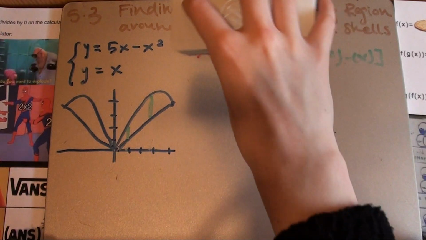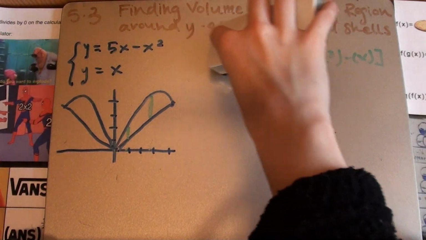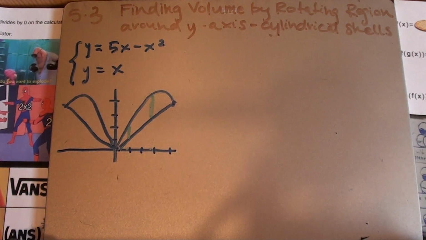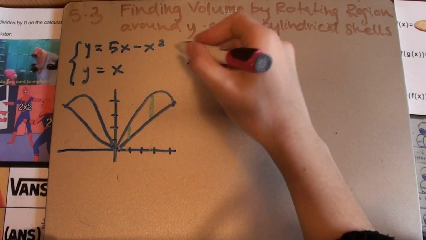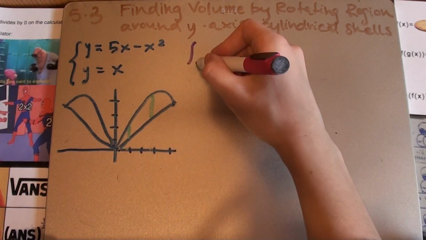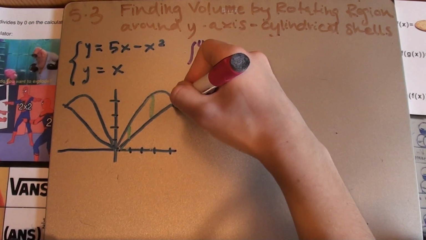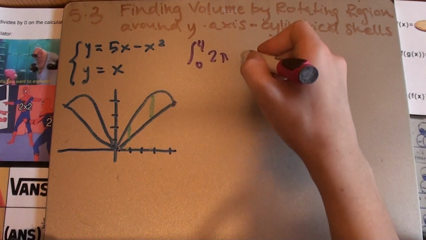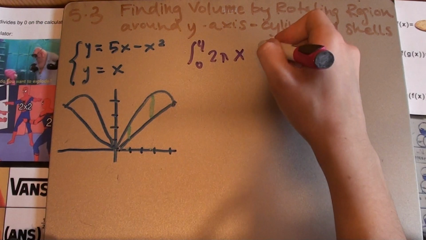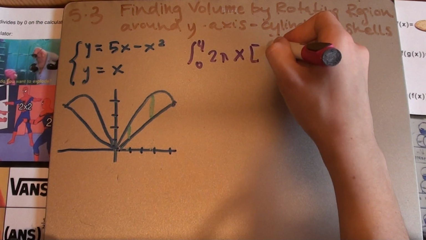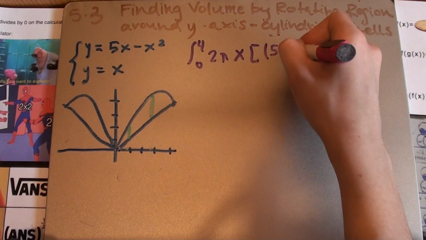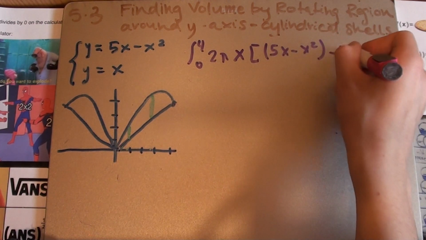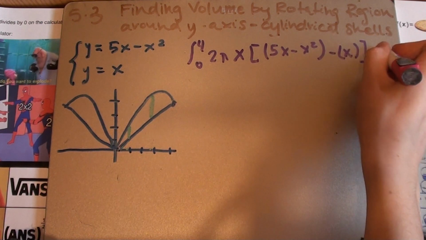And I'm going to erase this, and I'm going to rewrite it, and now we can actually take our integral. So once again, we know our bounds. In terms of x, we're going from 0 to 4, because that's where these guys meet. It's at (4, 4). And then we're going 2 pi times our radius, which is just x, times our length, which we know is going to be our 5x minus x squared minus our x, dx.